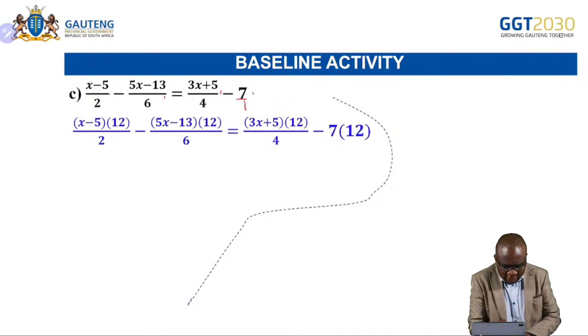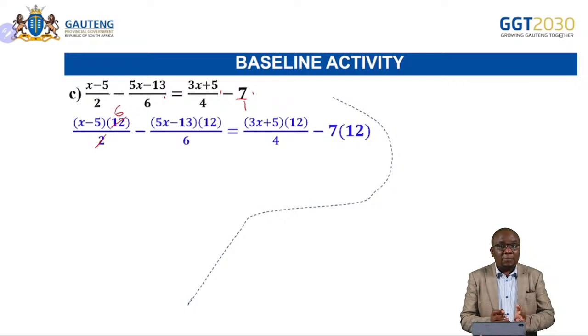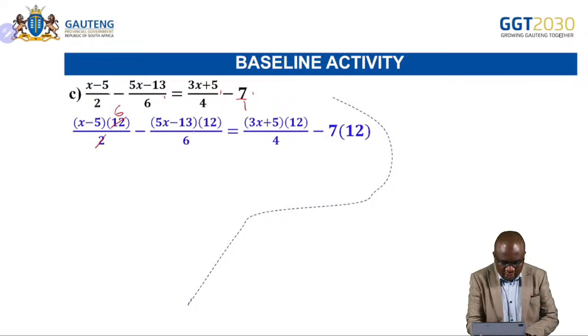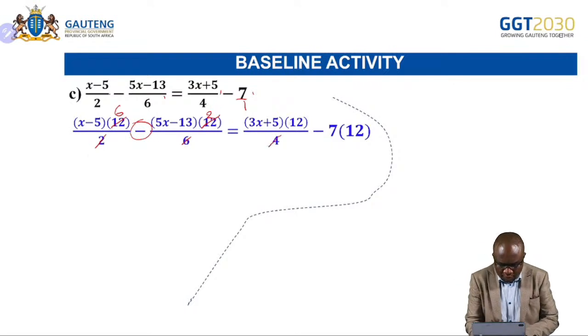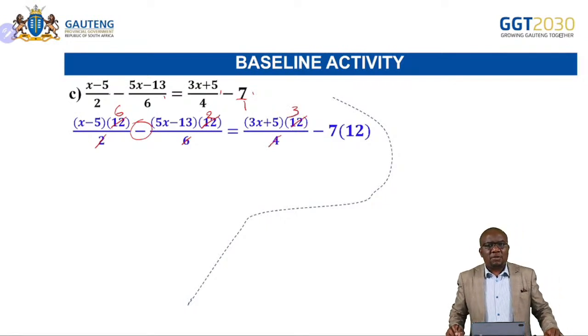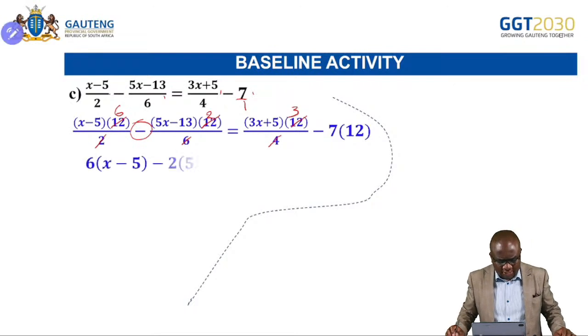Now, 12 divided by 2 is 6. So it means outside the bracket x minus 5 there's 6. And then 12 divided by 6 is 2. Take note of this negative here. Okay? Take note of that negative there. And then 12 divided by 4 is 3. And then here, negative 7 times 12 is negative 84. And then you must get something like this.